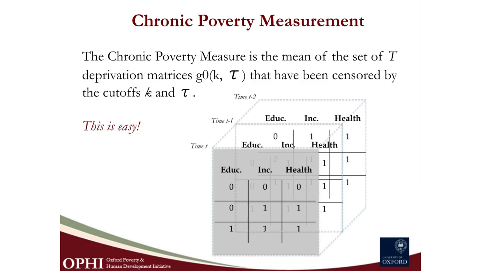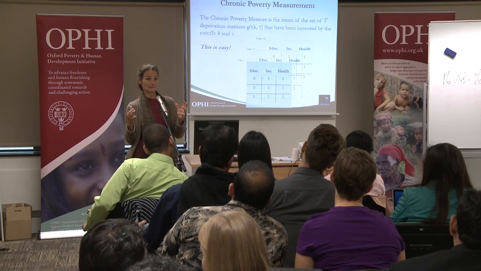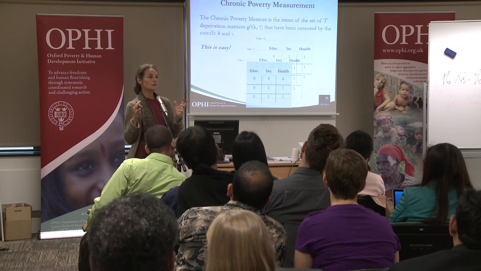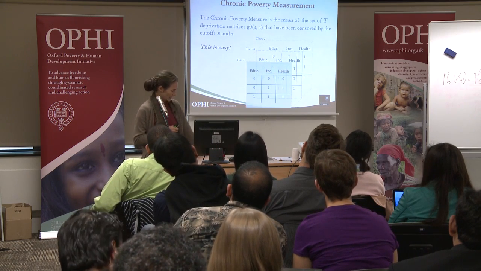That is, you add up everything, 0, 0, 0, 1, 2, 3, 4, 5, and then this matrix and this matrix, and then you divide by, this is 12, 24, 36. So you take the mean of the set of matrices, and that mean is going to give you a chronic poverty measure. Okay, and that is the formula.